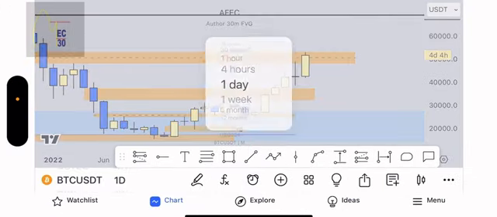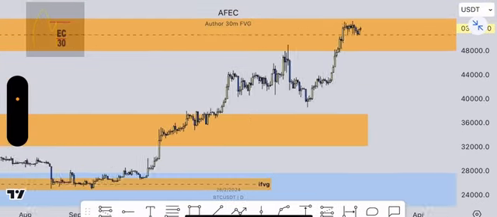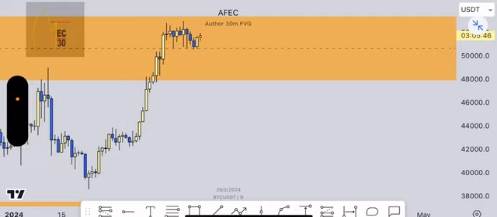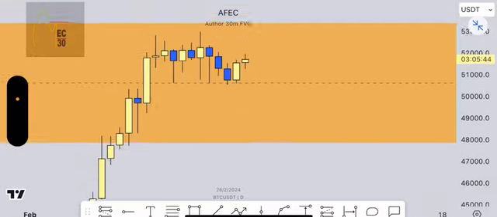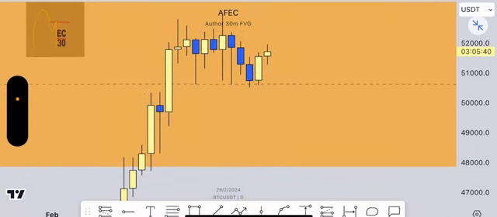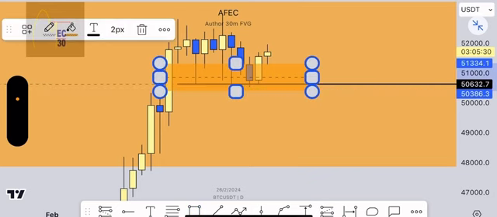Let's go to the daily chart, okay? So from the daily chart we can see how the 50% of the fair value gap, that's the consequent encroachment, got broken, right? This is the CE of it. And then we have this fair value gap. We have this fair value gap, right?